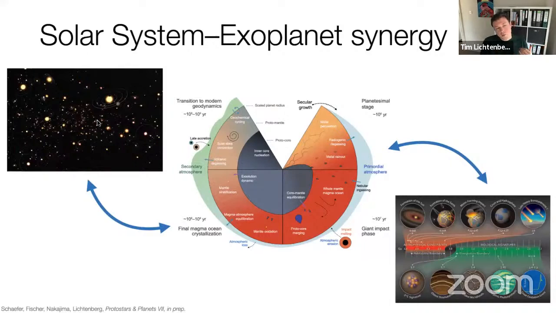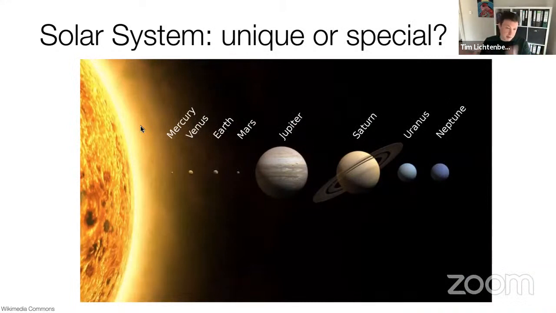And so with increasing data from exoplanet systems, we may be able to get some insights on our own world. Now let us come back to the solar system now. And I said I will zoom into the solar system formation. This is what I'm going to do now.